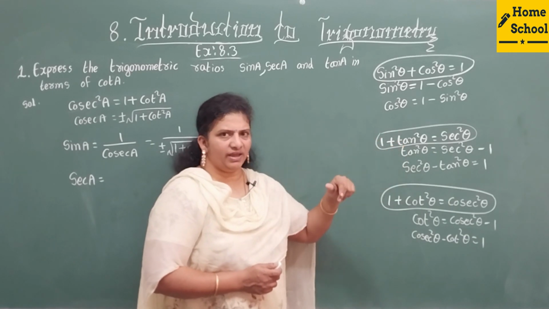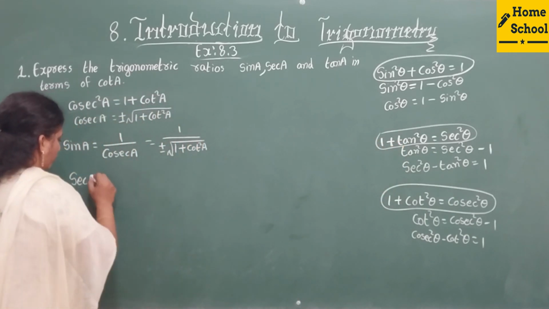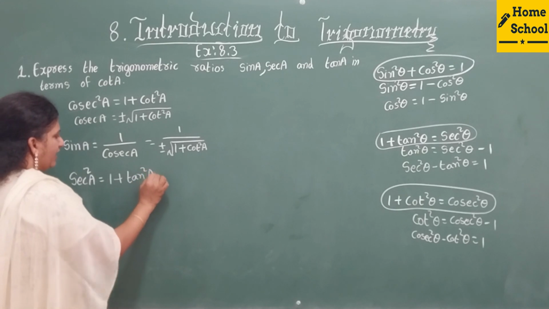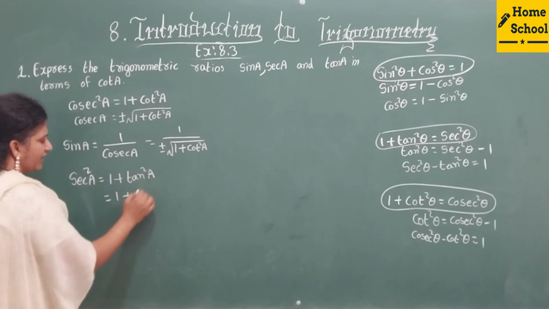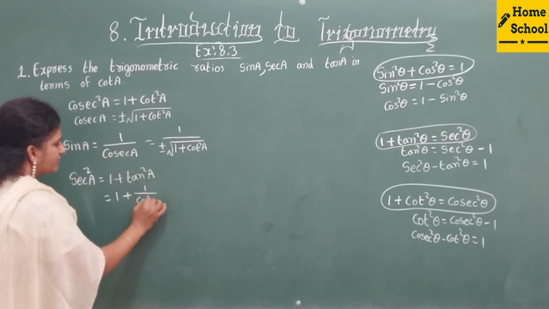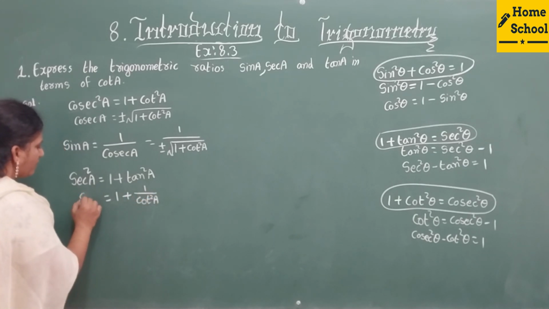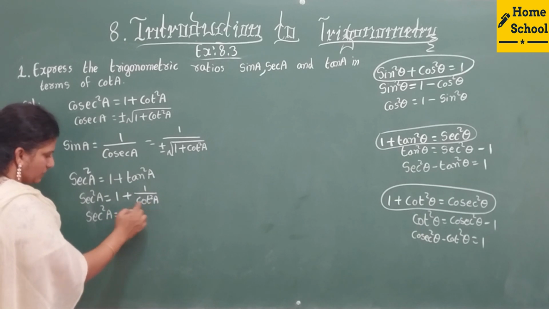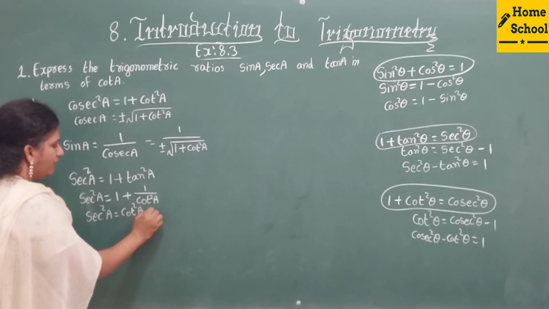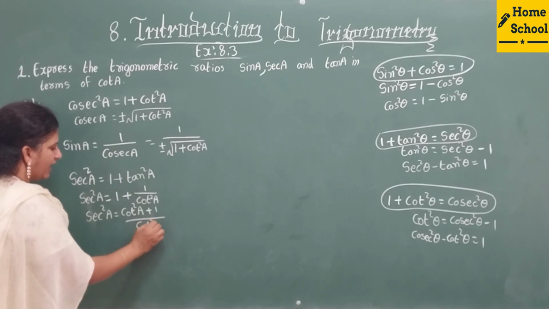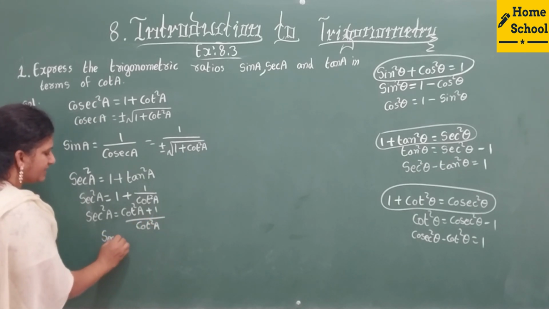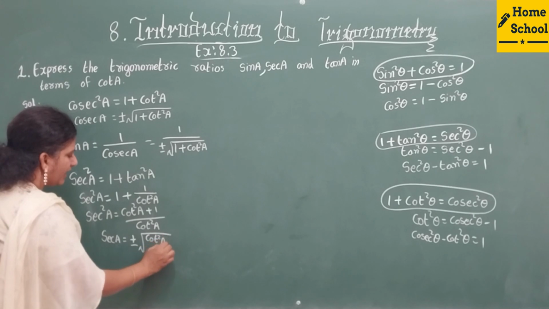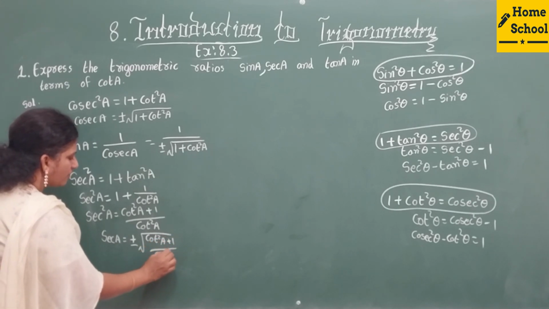Tan is nothing but 1 by cot, right? So take that one only. We know secant square A is equal to 1 plus tan square A. That is, tan square A I can write as 1 by cot square A. Secant square A is this one. Now do LCM. Secant square A is equal to cot square A plus 1 by cot square A. Secant A is equal to plus or minus square root of cot square A plus 1 by cot square A.